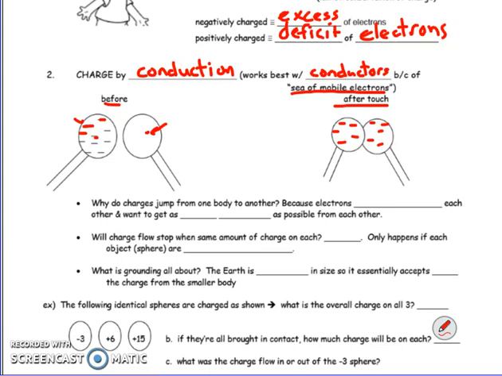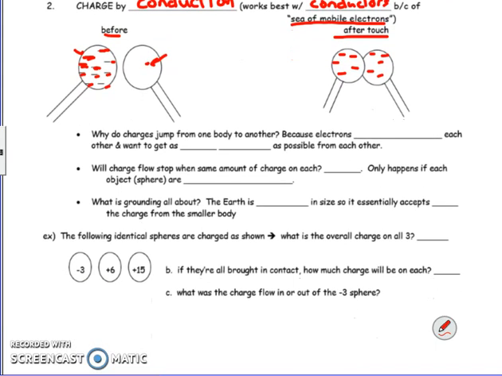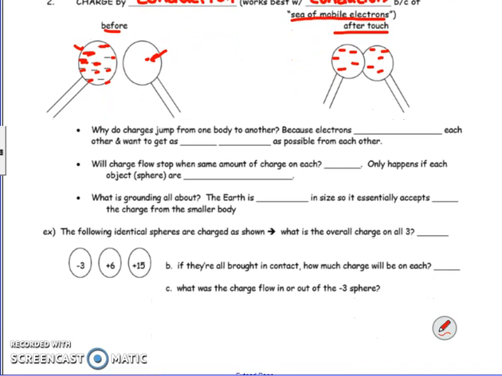It's just that whatever this one started with, so if I count these up, 1, 2, 3, 4, 5, 6, 7, 8, 9, 10, then I should have 10 overall and 5 and 5 in each. Okay, so I'm trying to conserve charge in drawing my picture to make it accurate. All right, so why do the charges jump from one body to another? In other words, what makes conduction happen when you touch something?